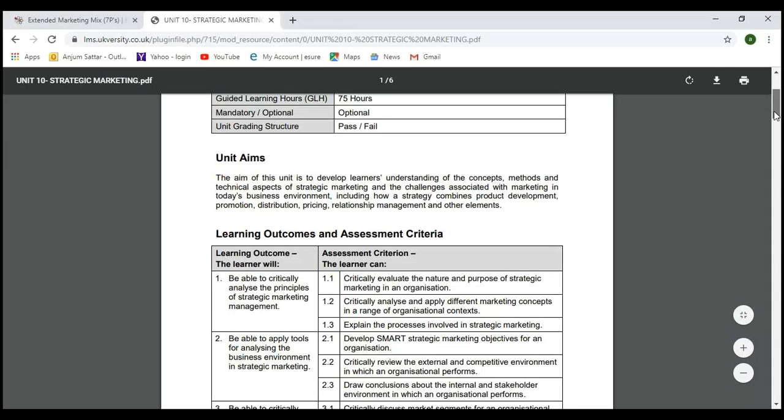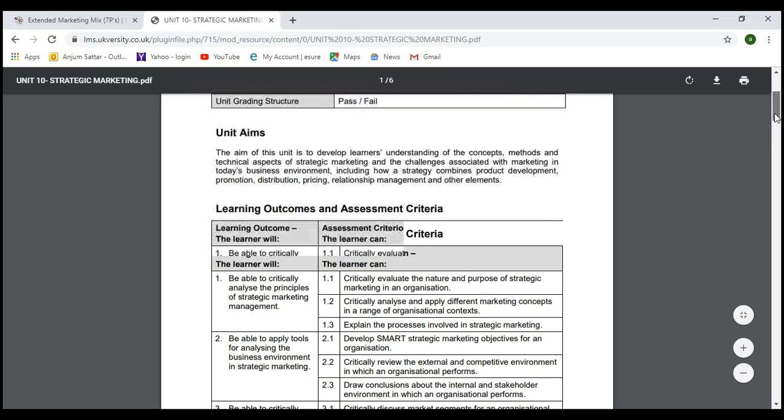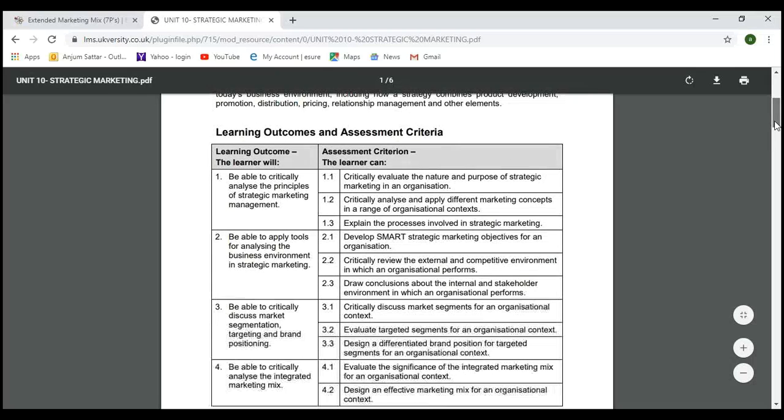L01: be able to critically analyze the principles of strategic marketing management. We learned about strategic marketing management, where we learned about different marketing concepts, methods and tools. There we discussed the product concept, production concept, green marketing, and the difference between the marketing and selling concepts. Those were in our lesson 1.